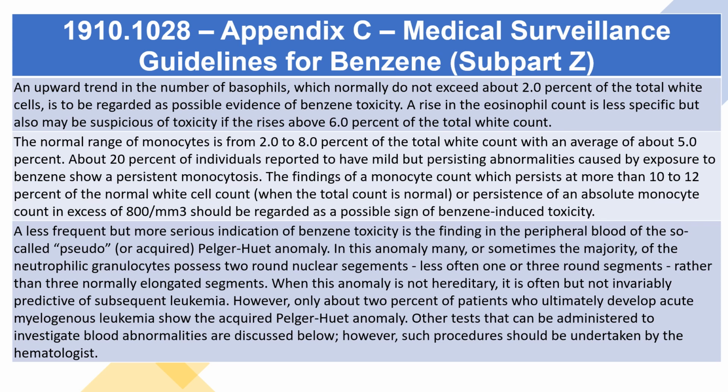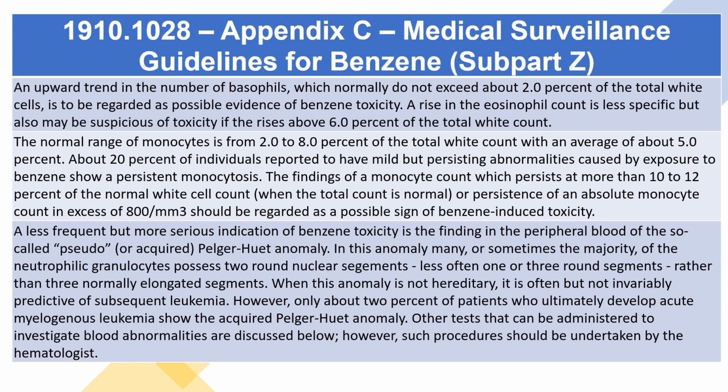A less frequent but more serious indication of benzene toxicity is the finding in the peripheral blood of the so-called pseudo, or acquired, Pelger-Huet anomaly. In this anomaly many, or sometimes the majority, of the neutrophilic granulocytes possess two round nuclear segments, less often one or three round segments, rather than three normally elongated segments. When this anomaly is not hereditary, it is often but not invariably predictive of subsequent leukemia. However, only about 2% of patients who ultimately develop acute myelogenous leukemia show the acquired Pelger-Huet anomaly.